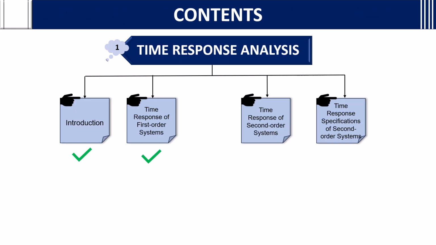So in this video, I have dealt with the introduction, what time response analysis is, and the time response of first order systems. In that we have seen the unit impulse, unit ramp and unit step functions, and how the graph of the time response varies, either exponentially increasing or decreasing. We have seen all those things in this video. In the next video, I will do the time response of second order systems.